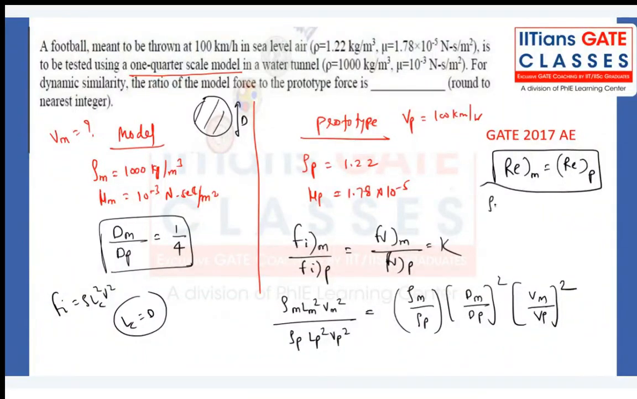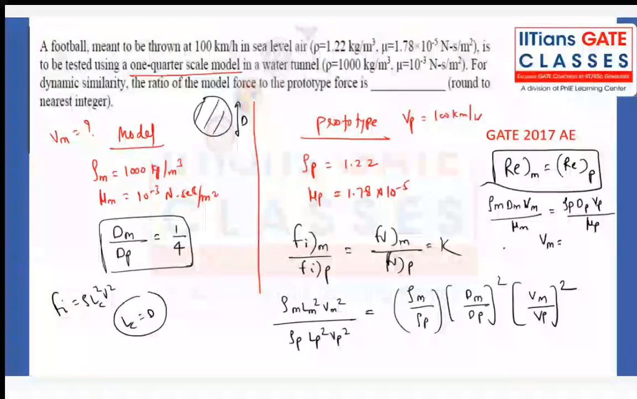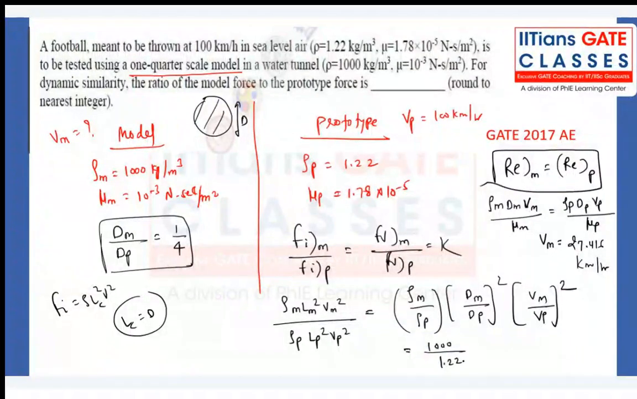So rho m dm vm by mu m equals rho p dp vp divided by mu p. When you do that, every data is given to you, you can calculate Vm. That is coming to be 27.416 kilometer per hour. Now, when you put rho m by rho p, that is 1000 by 1.22, dm by dp, 1 upon 4 whole squared.